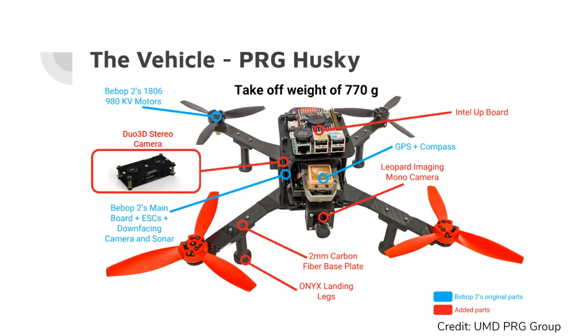To complete this obstacle course, we must fly with the PRG Husky autonomous Quadrotor platform. This vehicle is a heavily modified Parrot Bebop 2 drone with the addition of an Intel upboard for onboard computation, forward-facing Leopard imaging camera, and downward-facing Duo 3D stereo camera.